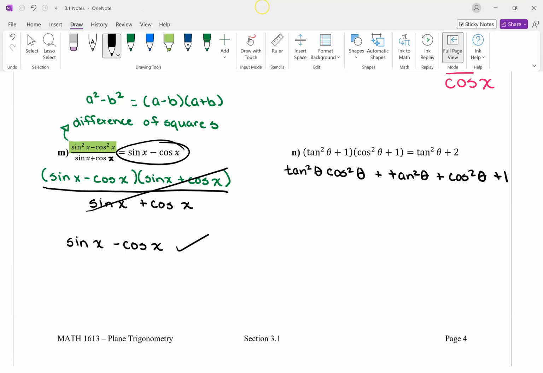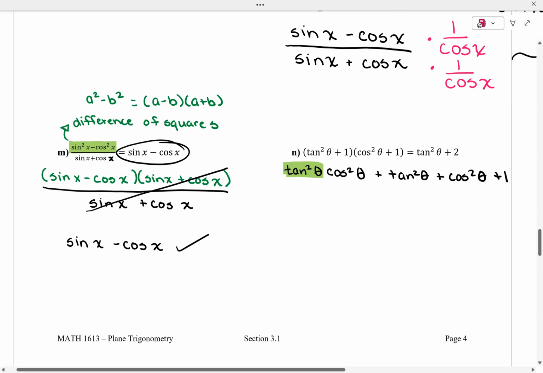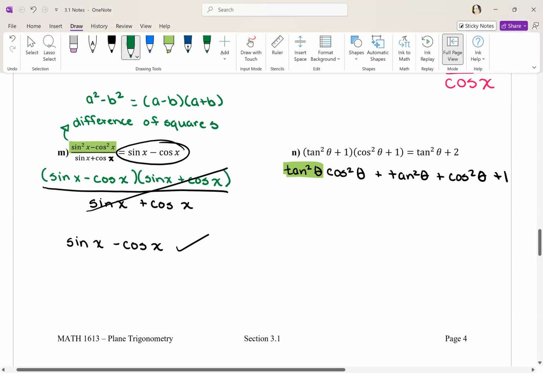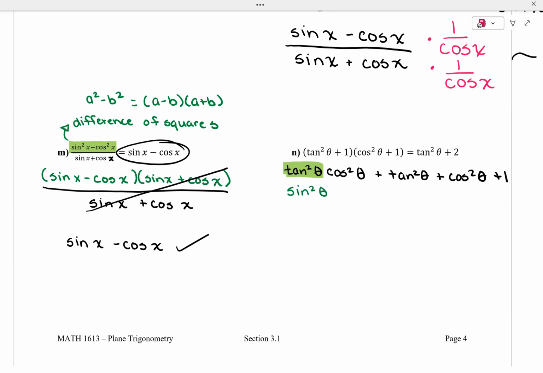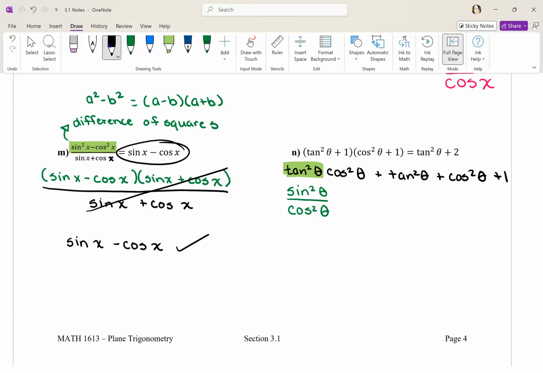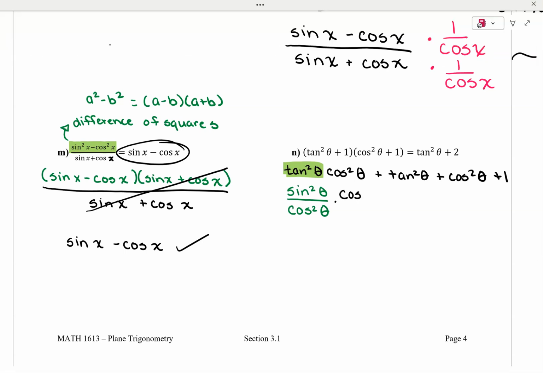So let's try just changing this one first and see what happens. So sine squared of theta over cosine squared of theta times cosine squared plus tan squared plus cosine squared plus 1. Okay, these cancel. We get sine squared theta plus tan squared theta plus cosine squared theta plus 1.